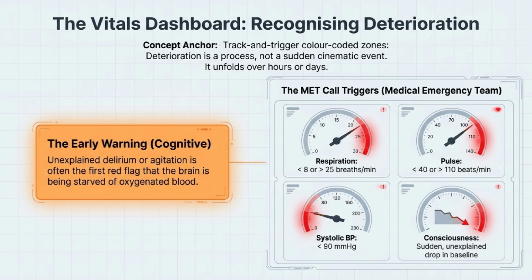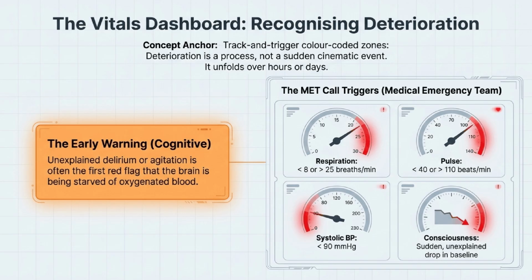It includes physiological vital sign changes, but crucially, it also includes psychological and cognitive changes that can unfold over hours or days. A sudden, unexplained onset of delirium or agitation is a massive red flag that the brain isn't getting enough oxygenated blood. So it's not always the dramatic movie scene of someone clutching their chest. It can be super subtle.